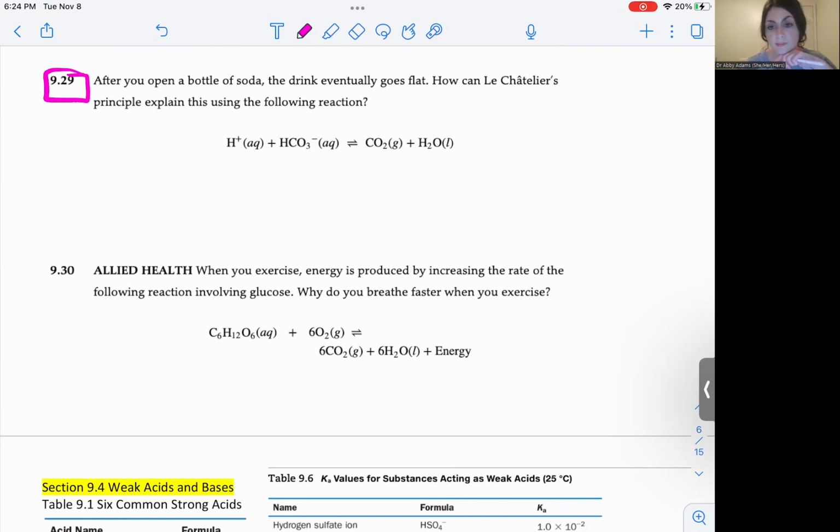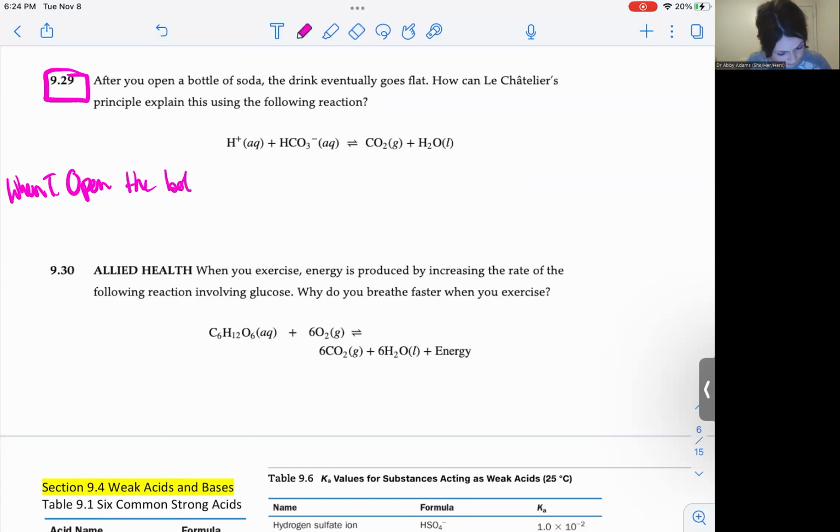So it was on that slide, but I might not have said it out loud, that fancy name. So that's Le Chatelier's principle, right? And that is basically an explanation of how the reaction is trying to maintain equilibrium whenever a stress is applied. So how can that principle explain this using the following reaction? All right, so what's happening here? Well, when I open that top, when I crack open the can, or the bottle, it's a bottle, I guess.